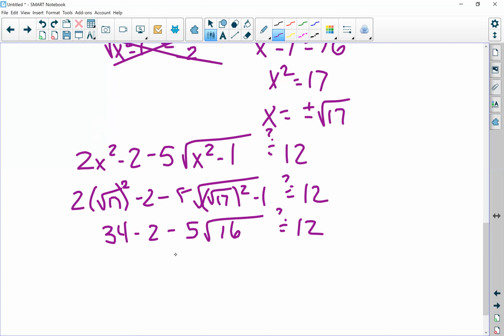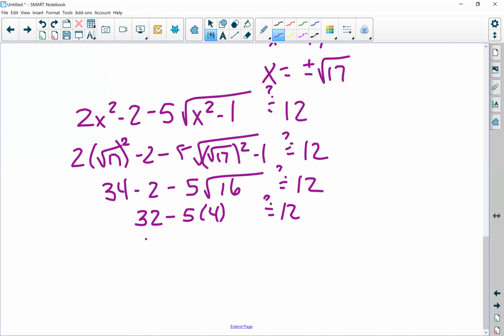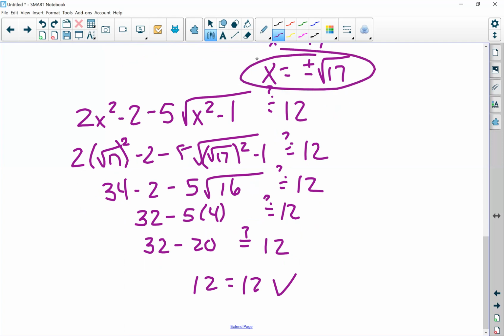34 minus 2 is 32. Square root of 16 is 4. Five times 4 is 20. And 32 minus 20 is 12. That works. So I do have those two solutions.